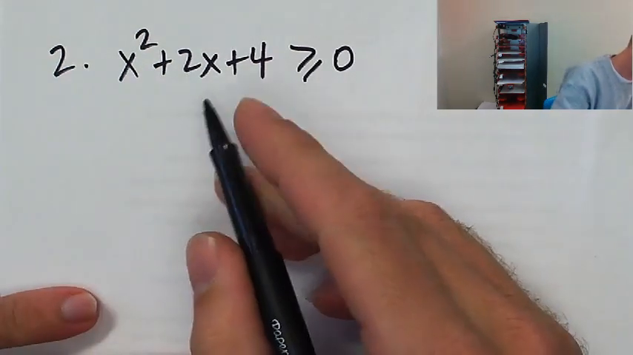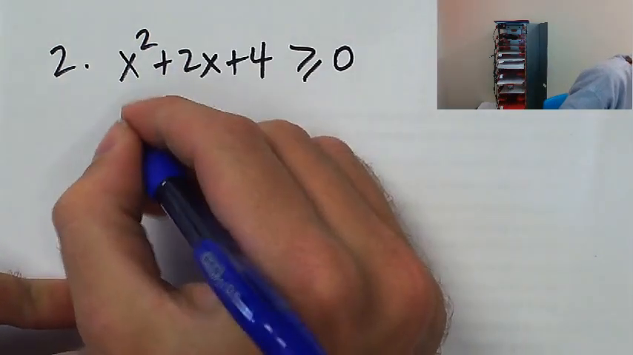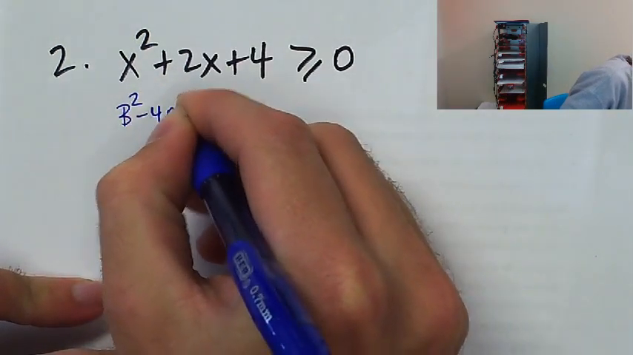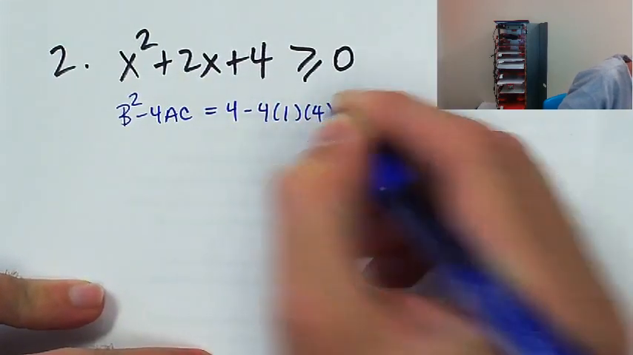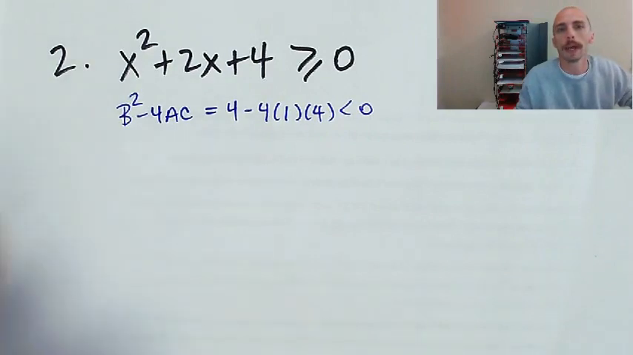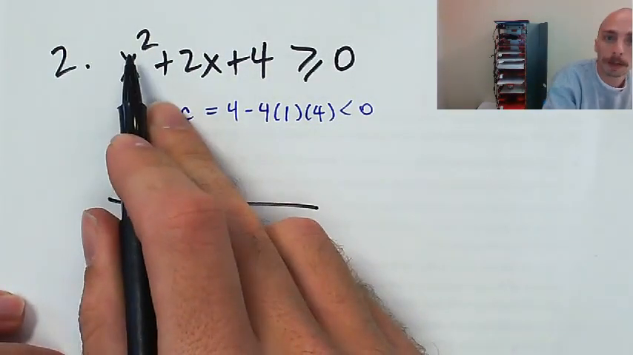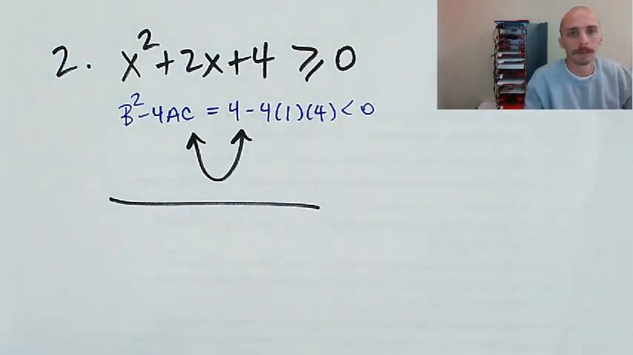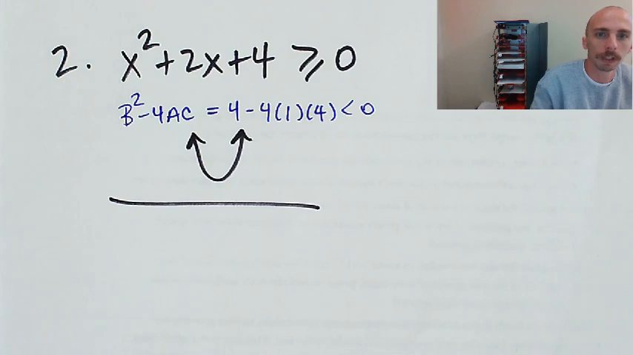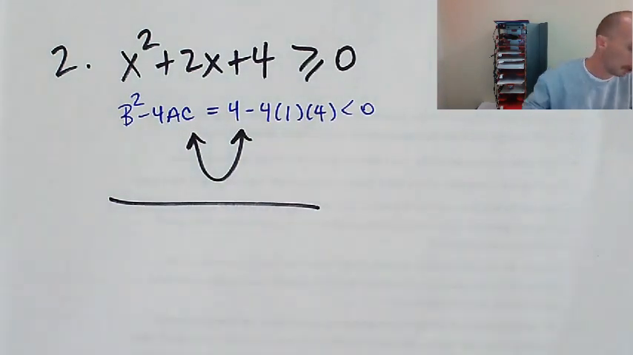So b squared minus 4ac, in this case, equals 2 squared minus 4 times 1 times 4. That's negative. So this has no x-intercepts. It has no zeros. If it opens up and has no intercepts, it's going to look like this. That means it's always true: this parabola is always above the x-axis or on the x-axis. So I'm going to say that this is true for all real numbers.